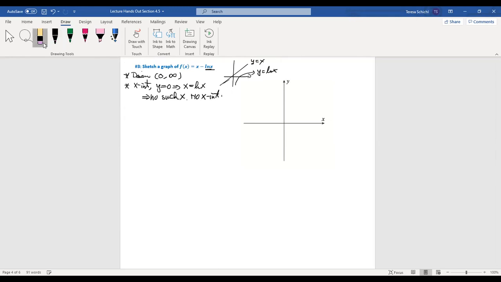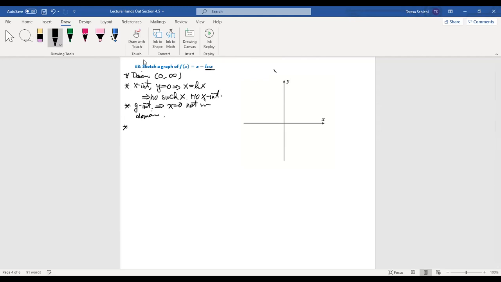So the graph is not supposed to touch the x-axis. Let's take a look: do we have a y-intercept? The y-intercept is where x equals 0. No, we cannot, because x equal to 0 is not in the domain. So there's no y-intercept either.